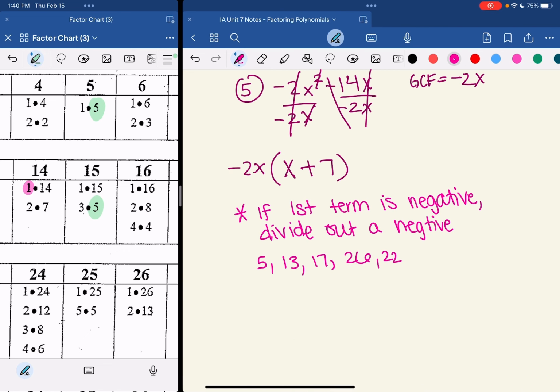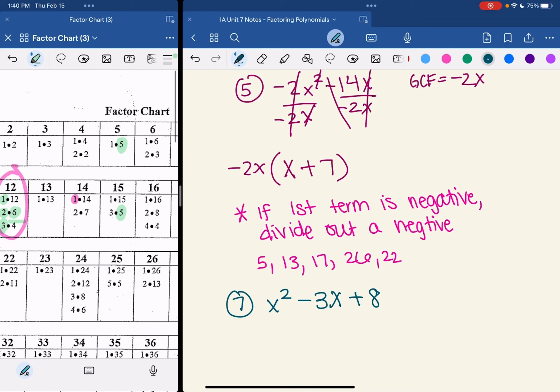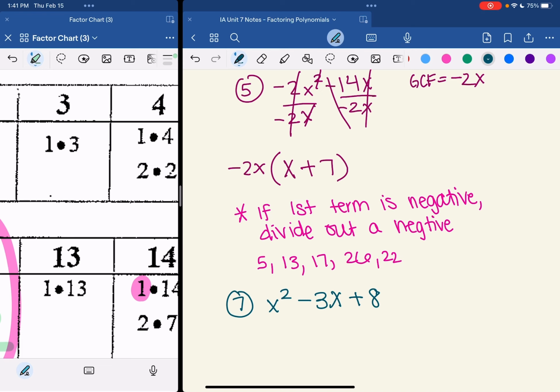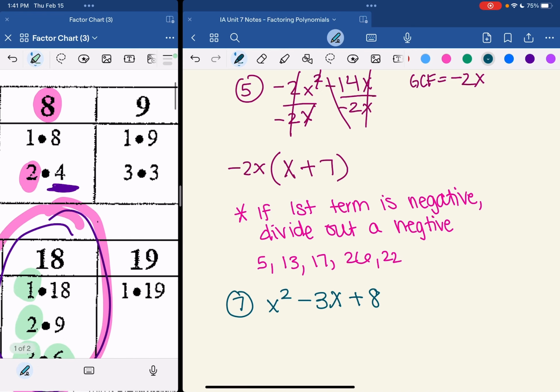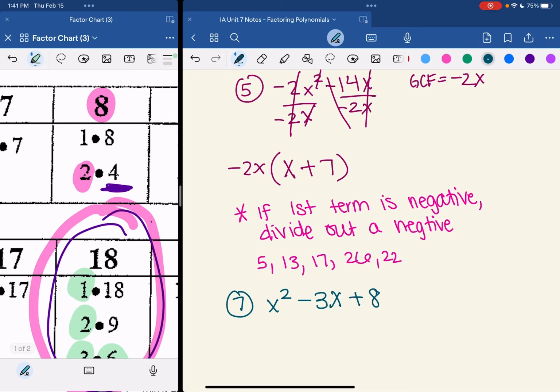And one other one I want to talk about is number 7 in your homework. If we have x squared minus 3x plus 8. Well, if we look at 3, it only has factors of 1 and 3. And if we look at 8, it only has factors of 1, 8, 2, and 4. So in this problem, our greatest common factor is actually just a 1, because there's no x's between all of them, and there's no numbers that they share, right? Because this is a 1. So all we write is the word prime.